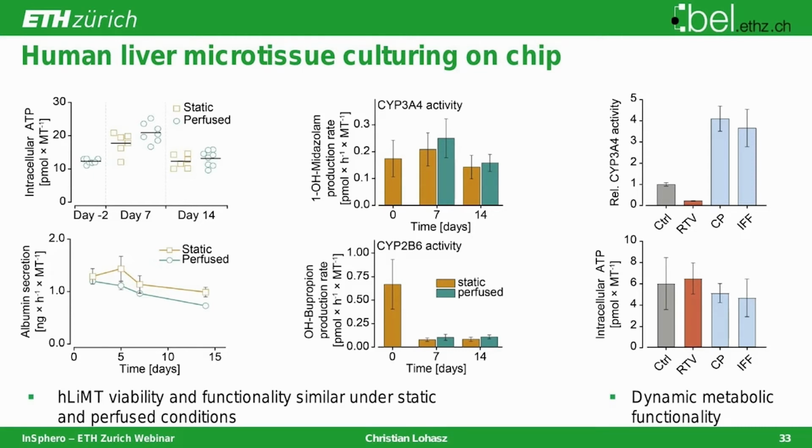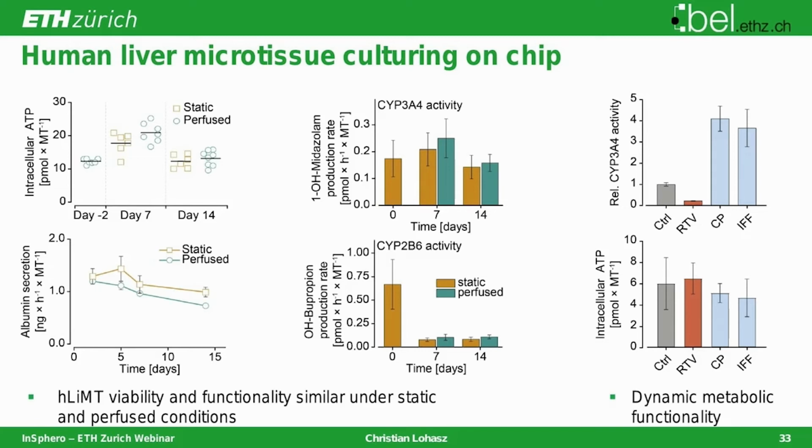Now on the top left graph, you see that upon incubation with ritonavir, the CYP activity of the CYP isoform 3A4 was inhibited, while in the presence of cyclophosphamide and E-phosphamide, the activity of CYP3A4 was induced. So here we could show that the metabolic functionality of our liver microtissues was indeed dynamic and could be modulated. In the bottom right graph, you can also see that the viability was not impacted by the presence of the three compounds.